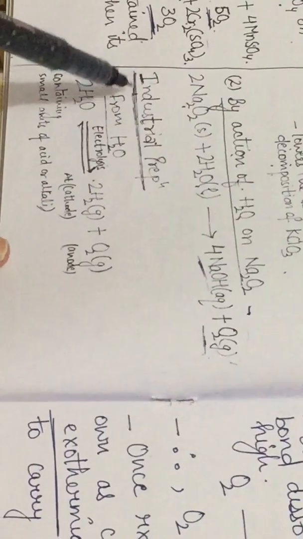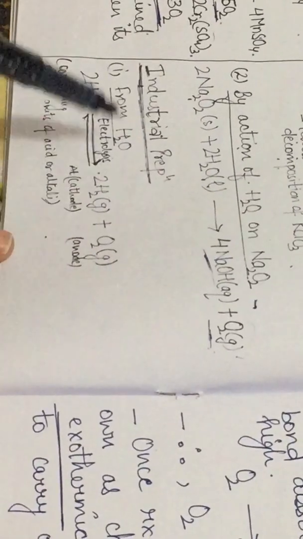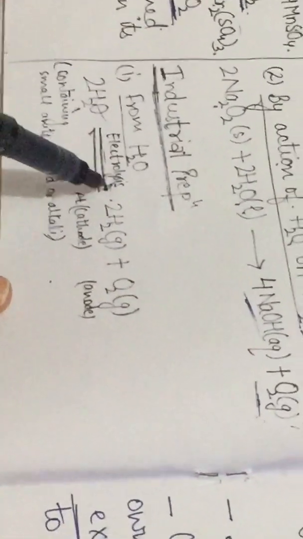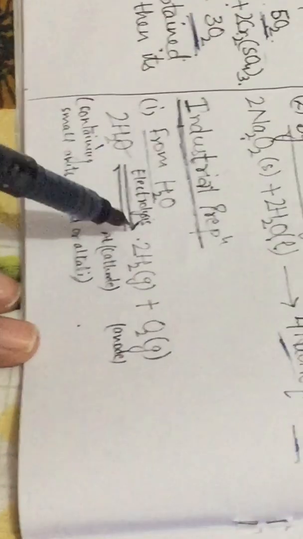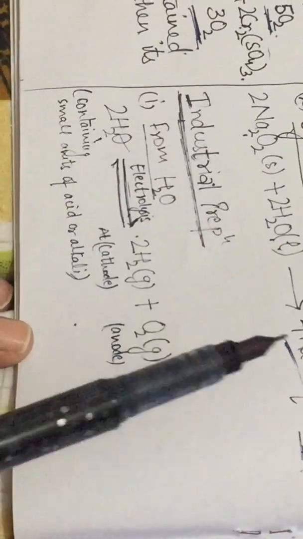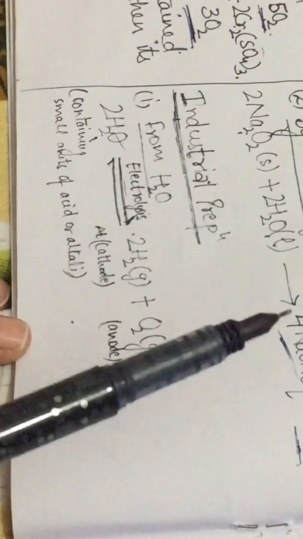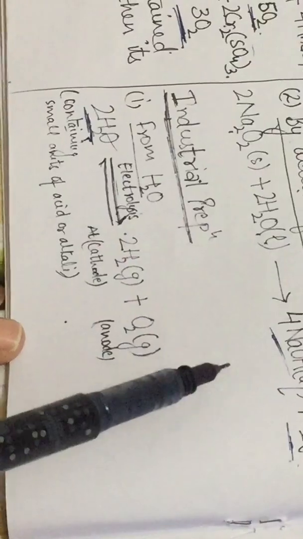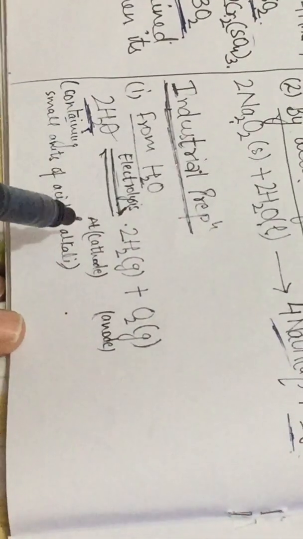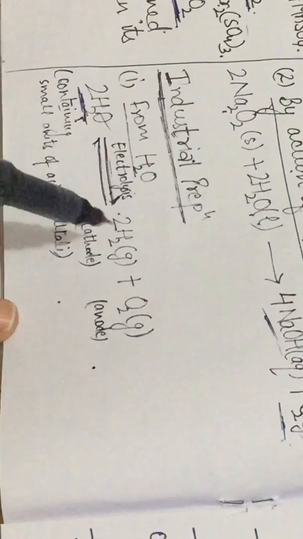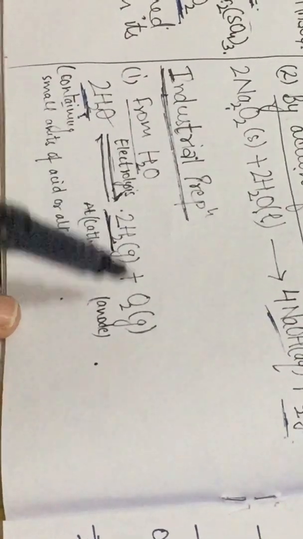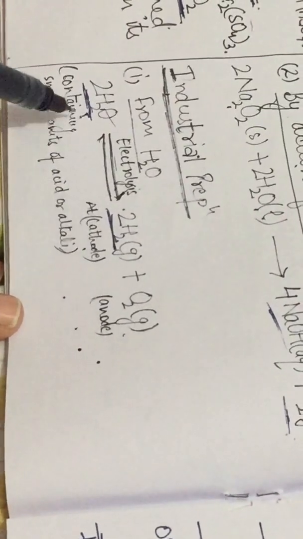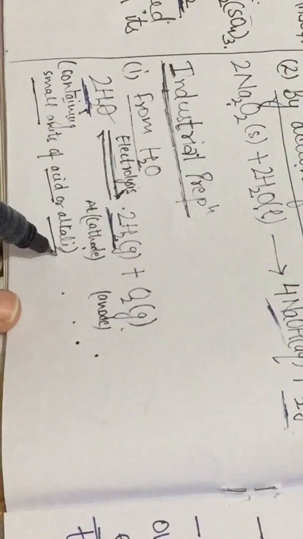In industry, dioxygen is prepared by the electrolysis of water. The term electrolysis we have done in class 11 in redox reactions. You very well know in electrolysis we have a cathode and an anode. The cathode is negatively charged, the anode is positively charged. When water is decomposed, it releases H plus ions and OH negative ions. The positive part moves to the cathode and the negative part moves to the anode. So at the cathode hydrogen is released and at the anode oxygen is released. This reaction is carried out in the presence of small amounts of acid or base.